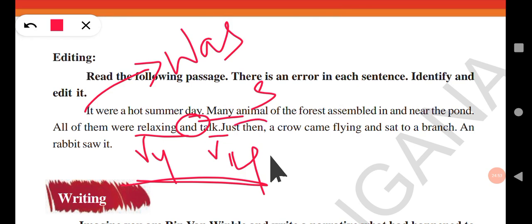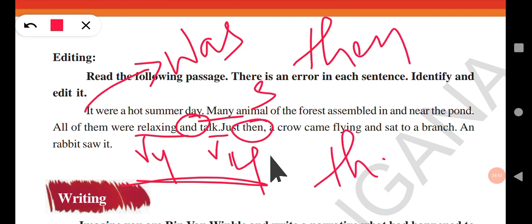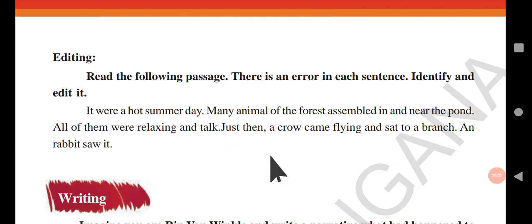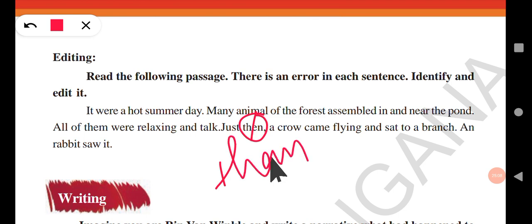Just then, you have two thens, THEN and THEN. Then in the sense of right after that. So here you cannot use THEN, that is wrong. You have to go with THAN. A crow came flying and sat to a branch. Sat to a branch or sat on a branch? Okay, sat on a branch.